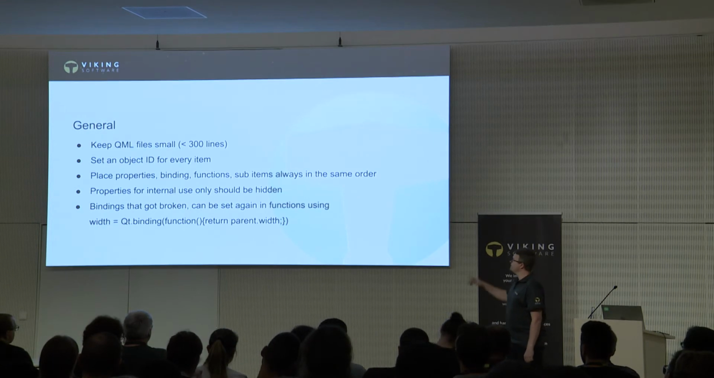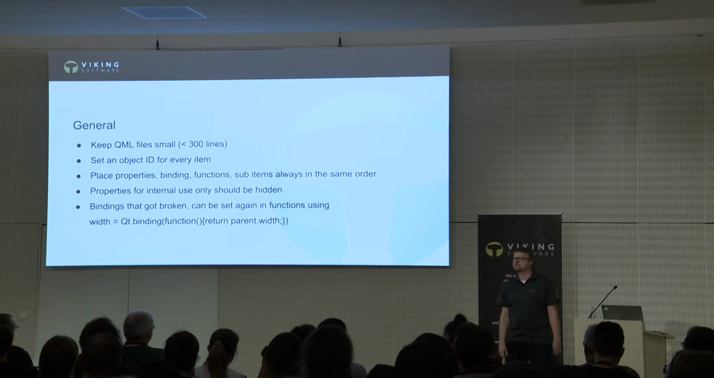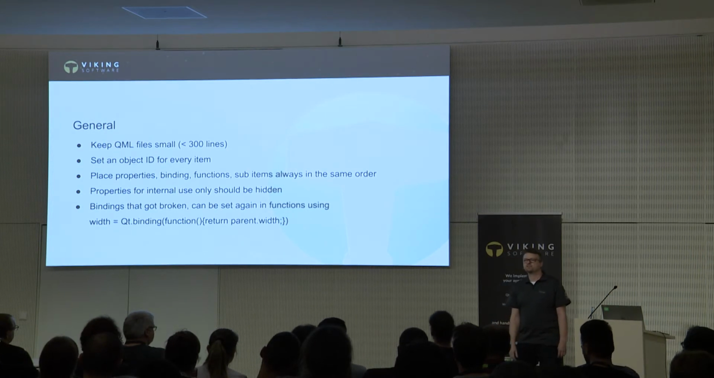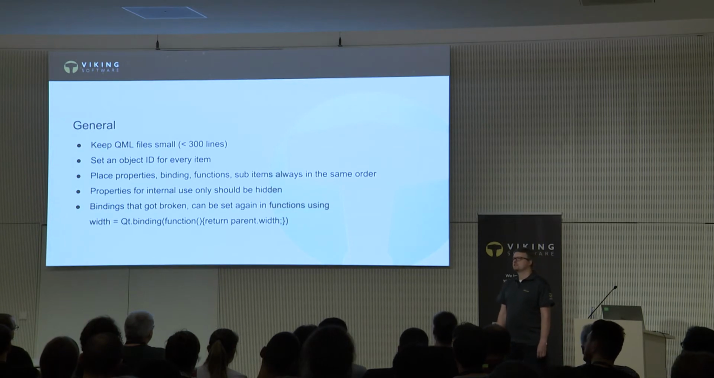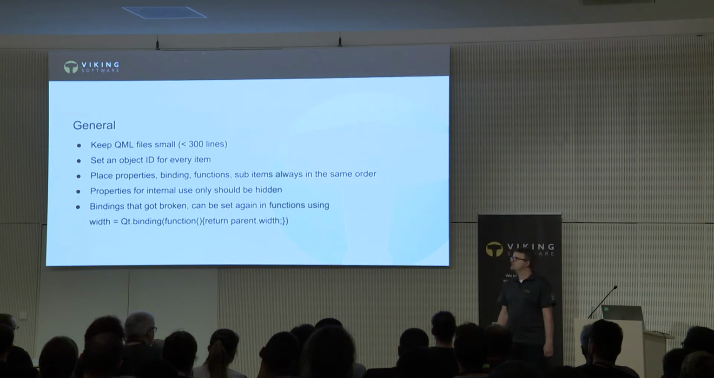And at the bottom there is something: it's quite easy to break bindings in QML, and not too many people know that you can create a binding again in the JavaScript part. So you can break the binding by just setting width to the number 10, and then you lose the binding to the parent width. You can recreate the binding quite easily with this line at the bottom.